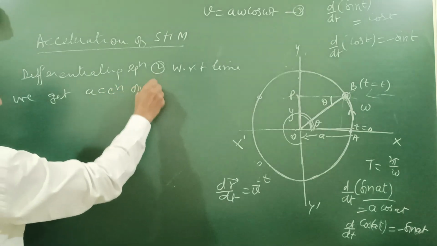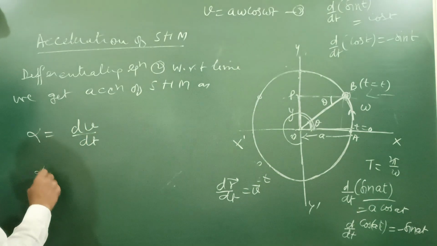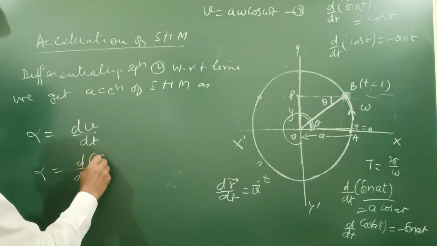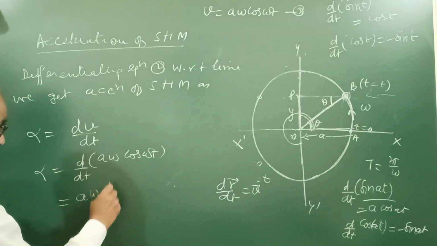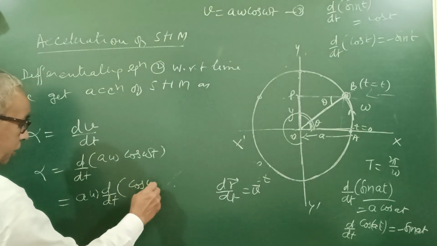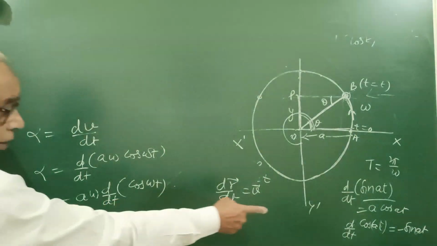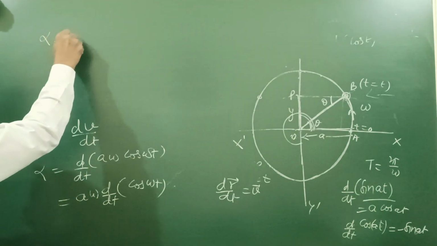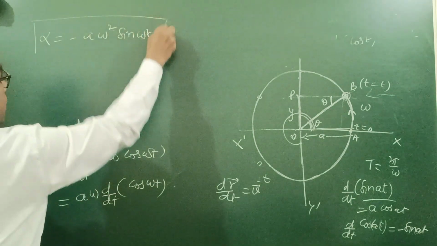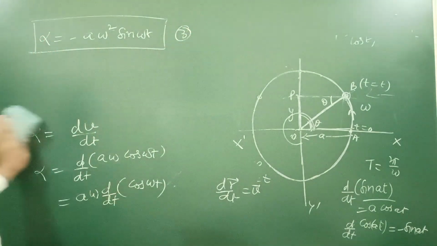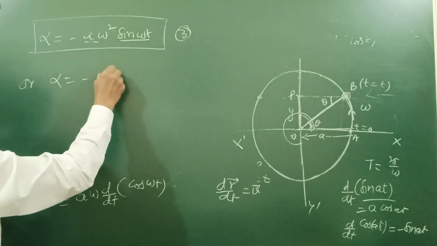acceleration of SHM as alpha equal to dv over dt, or alpha equal to d upon dt of a omega cos omega t. It is a omega outside, d upon dt of cos omega t. How much will it be? Minus sin, so alpha is equal to minus a omega square sin omega t, equation 3. y equal to a sin omega t, अभी बता y, और alpha equal to minus omega square y.